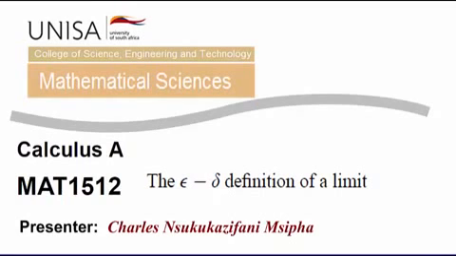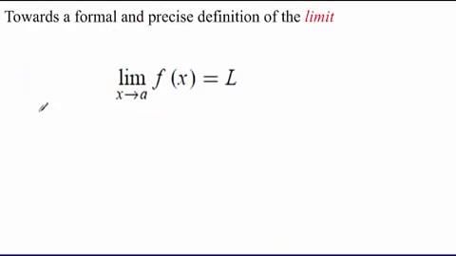In this case, we're going to deal with a formal and more precise definition of a limit, normally called the epsilon-delta definition of a limit. We are now familiar with this kind of expression. We say the limit of f of x as x tends to a is equal to L.